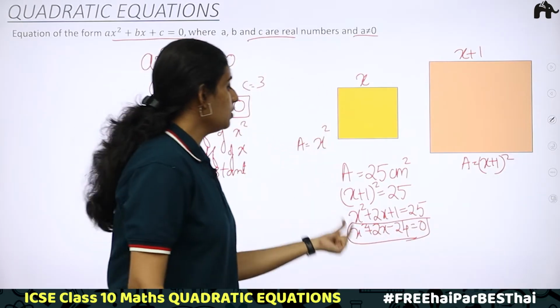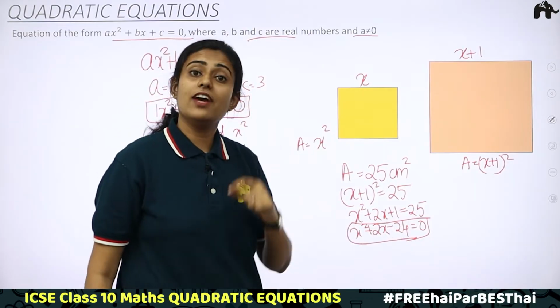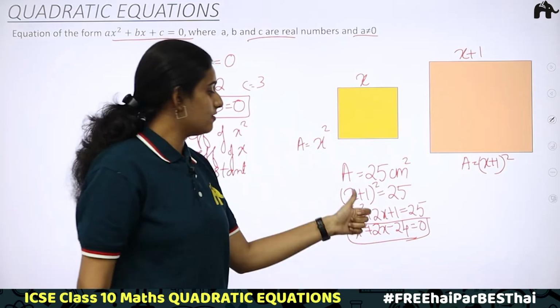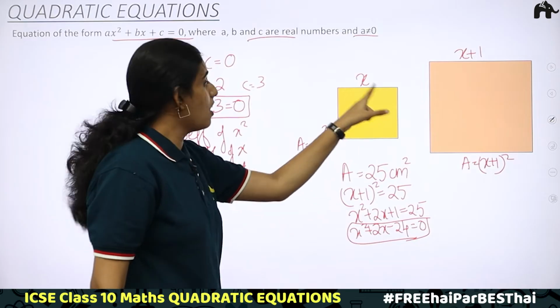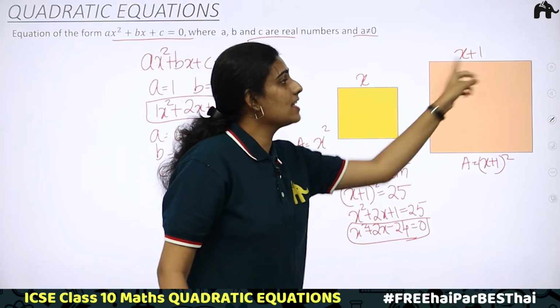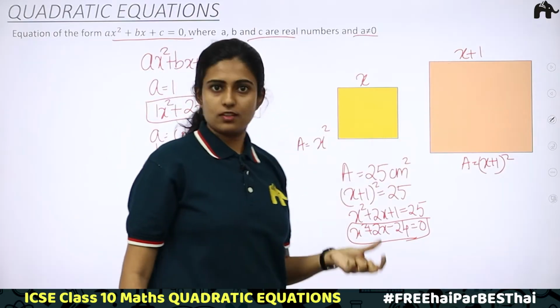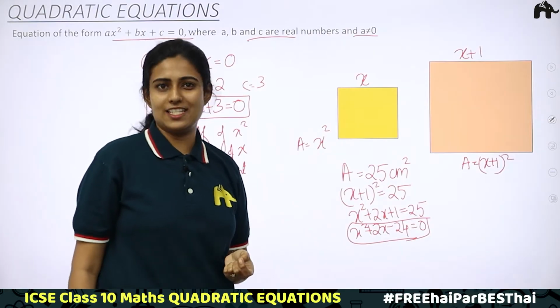Yes, if I need to find the value of x, I just need to solve this quadratic equation. If I know how to solve a quadratic equation, I can find the value of x. If I get x, then this is the side of the small square. If I get x, I can even get the side of the bigger square. I just need to add 1 with x. Clear? So, I will be teaching you how to solve quadratic equations later.